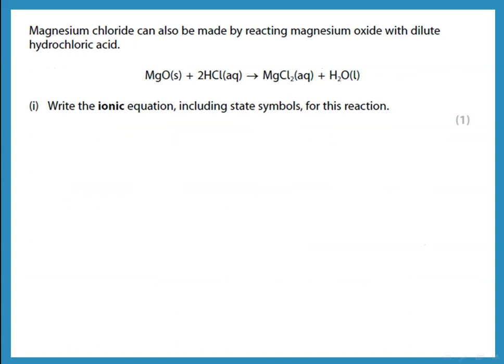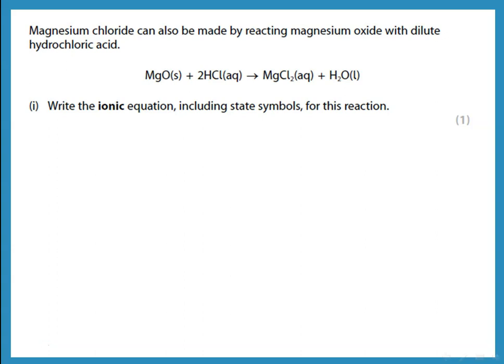Okay, the next question gives you an equation and tells you to write the ionic equation. Now, what do we mean by ionic equation? We said anything that is solid, liquid, or gas remains as it is. It does not ionize. The only species that are ionized are the ones that are aqueous, and the aqueous breaks up. The first part is positive, and the second part is negative.